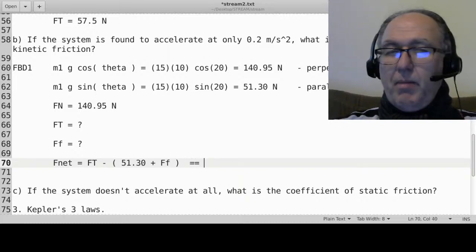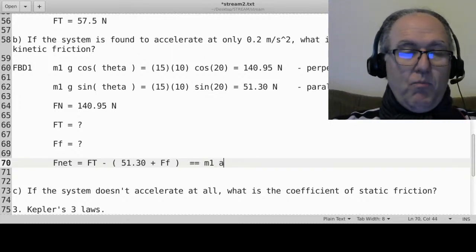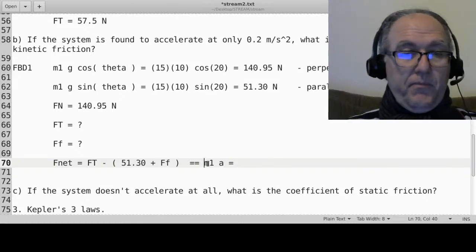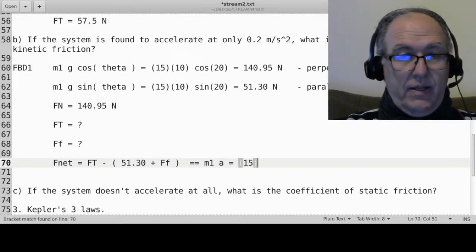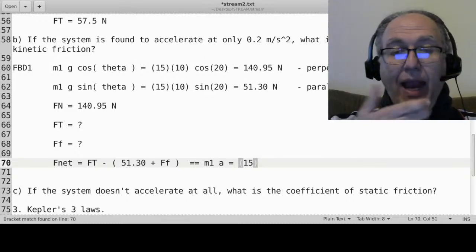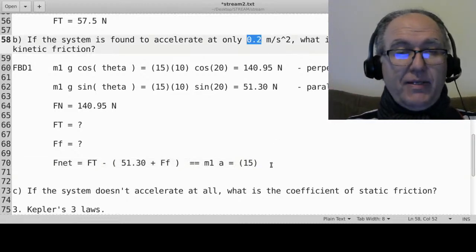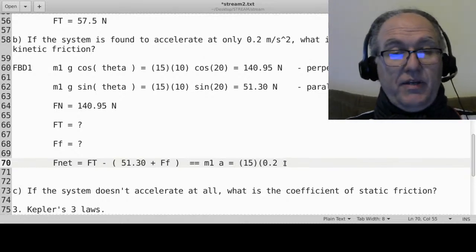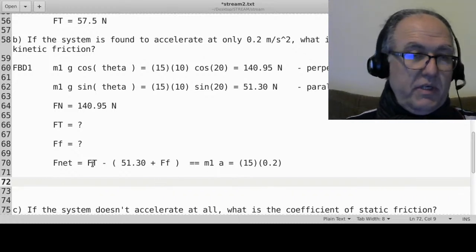Now, remember what you do at this point. Once you've got F net, the whole point of doing this analysis was to get F net and set it equal to ma, and in this case, it's m1 a. Let's see if we can plug in numbers here. For m1, we have 15. And for a, we have 0.2. This is different because last time I didn't tell you a, I expected you to find a. But now I'm telling you a and expecting you to find the force of friction.